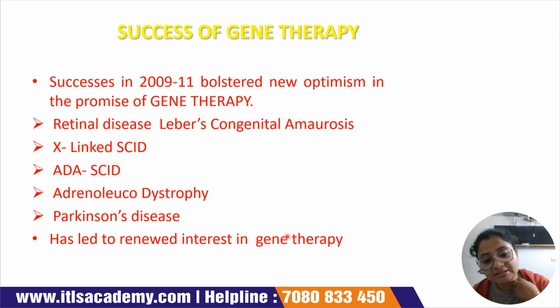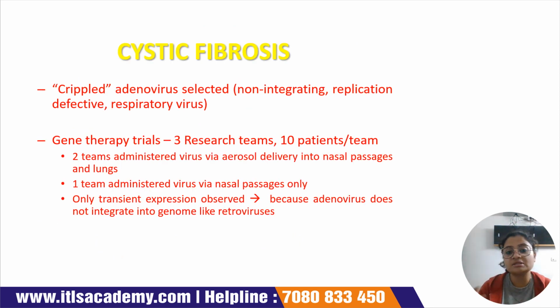Now these are some of the diseases where gene therapy has been found to be successful. These were conducted between the years 2009 to 2011, so many years ago. One is retinal disease, also known as Leber's congenital amaurosis. It causes blindness. The person will not be able to see anything. Then we have X-linked SCID, that is severe combined immunodeficiency disorder. Then we have ADA SCID, that is adenosine deaminase deficiency SCID. Then we have adrenoleukodystrophy and Parkinson's disease, and this has led to renewed interest in gene therapy after these successful attempts.